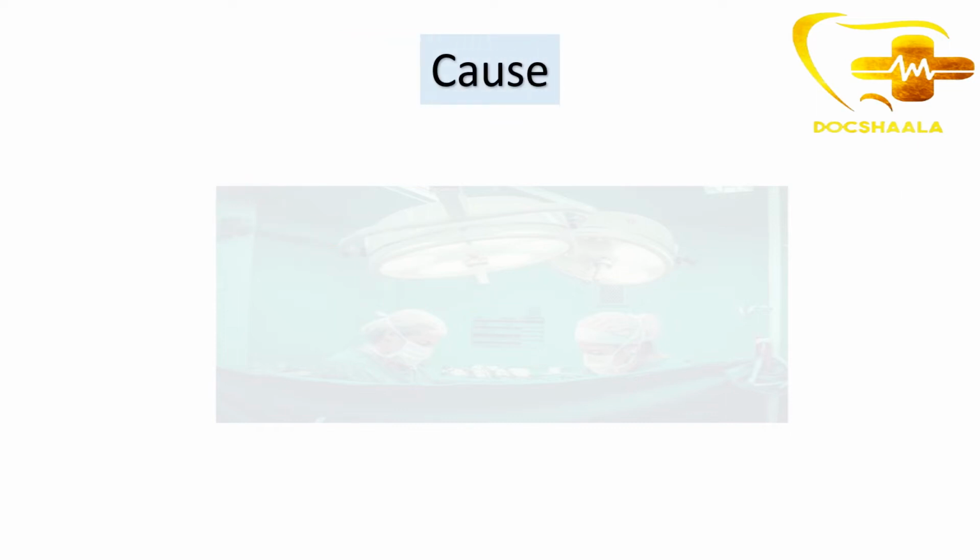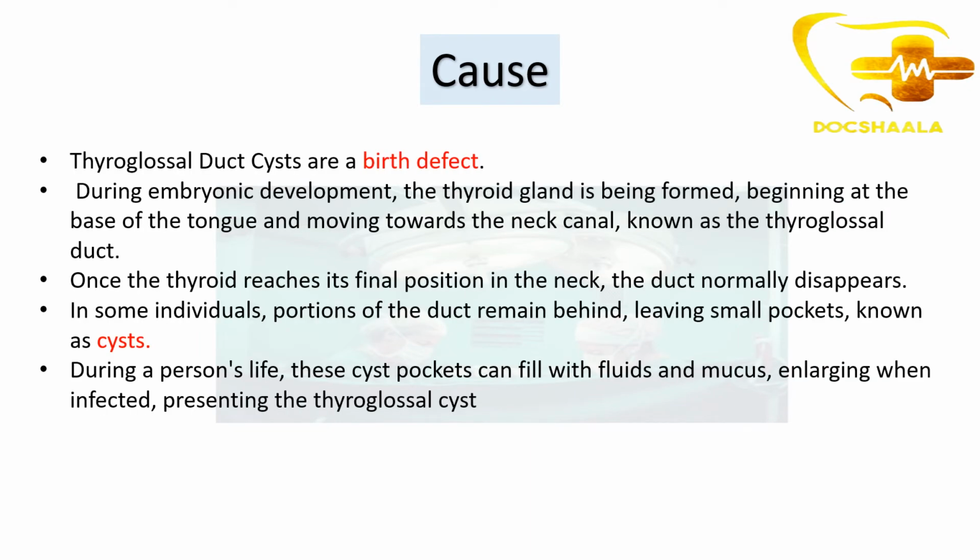Then coming to the cause. What is the cause behind the formation of a thyroglossal duct cyst? Thyroglossal duct cysts are a birth defect, as we have seen before. During embryonic development, the thyroid gland is formed beginning at the base of the tongue, and moving towards the neck canal it forms a thyroglossal duct. Once the thyroid reaches its final position in the neck, this thyroglossal duct normally disappears.